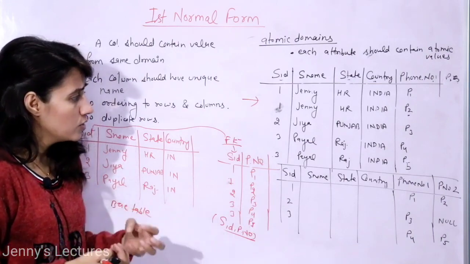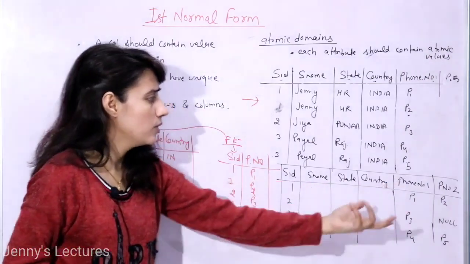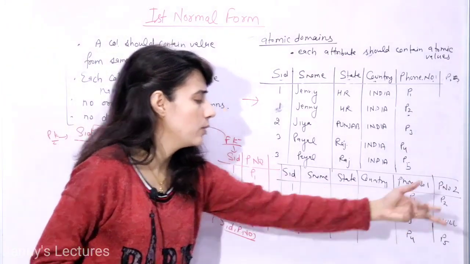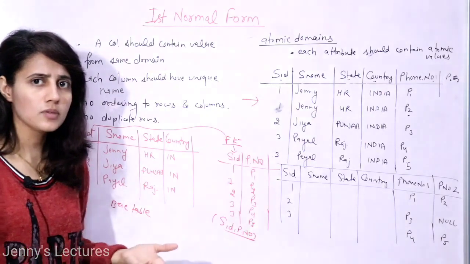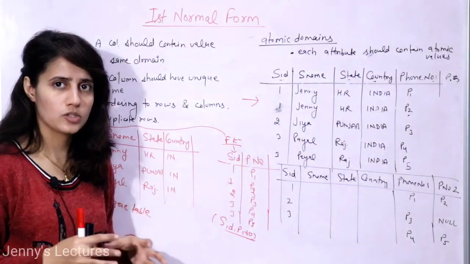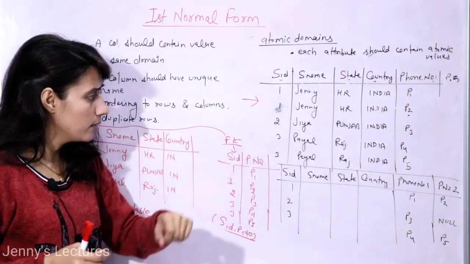We can't distinguish them. Like in phone number 1 we will write P1, and in phone number 2 we will write P2. Maybe here I can also write P2, and here I can write P1. So that would be an ambiguous situation. And here, one more problem is what?